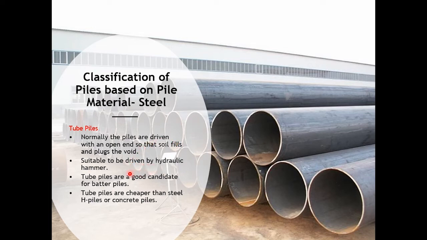Suitable to be driven by hydraulic hammer. Tube piles are a good candidate for butter pile. So kita dah tahu tadi butter pile tu yang mana, yang incline, yang senget punya pile tu. Jadi tube pile kita boleh guna for the purpose of butter pile. Tube piles are cheaper than steel H piles or concrete piles.